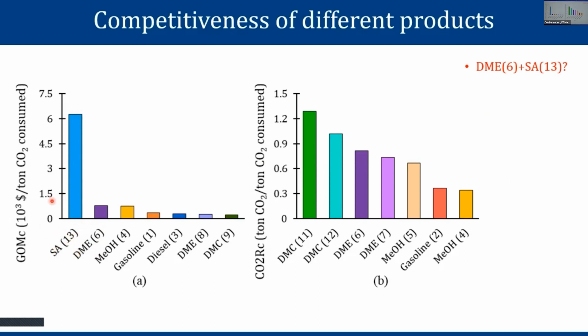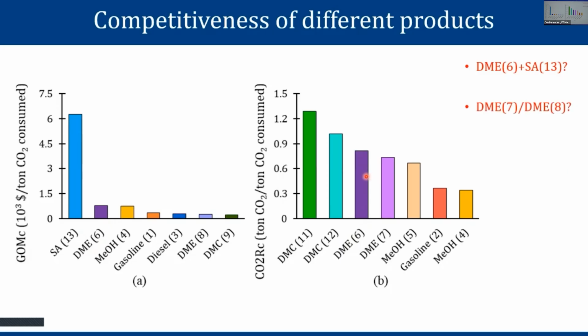SA13 is mainly produced to increase the economics of the CCU industry. However, this product has a negative CO2 reduction potential. So to compensate for this, we also need to produce the second best product in terms of the economics, which is DME6. Here we can see that this product has very good CO2 reduction potential.